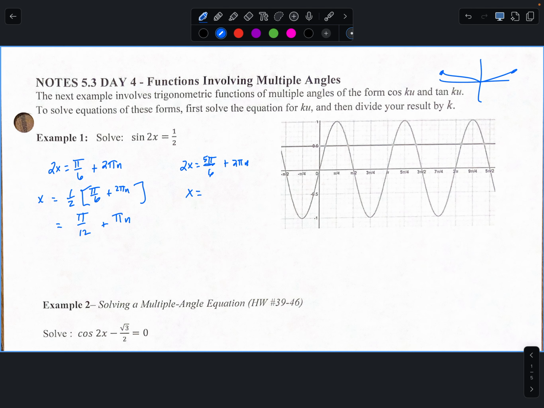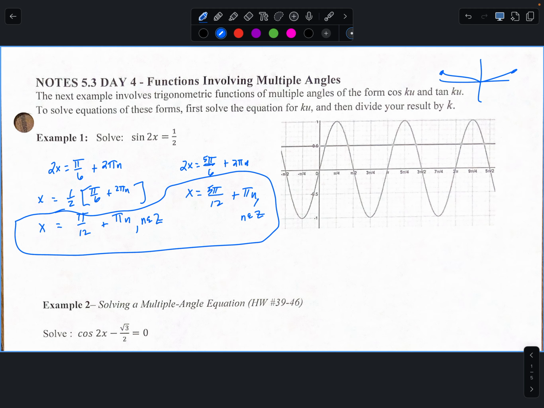So on the other one, dividing by 2 means you multiply by 1/2 and you get 5 pi twelfths, and divide by 2, you get a pi n here. And this is n is an element of a set of integers. And so these are all solutions. And if you want specific solutions, n is an element of the set of integers: 0, plus or minus 1, plus or minus 2, etc. You just choose values of n that are integers. If I let n be 0, then I get my pi twelfths and my 5 pi twelfths.